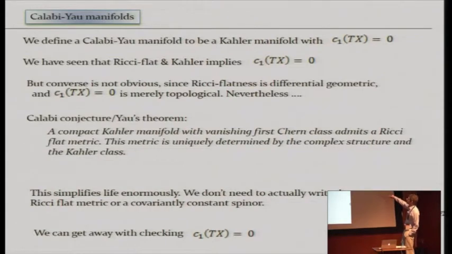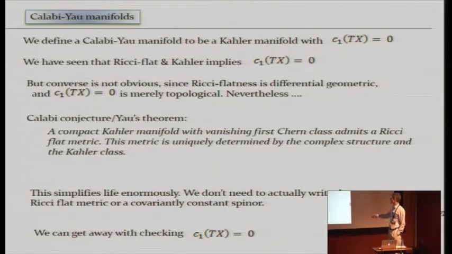So what do I mean by the converse? The converse, I mean Kähler plus vanishing first Chern class. Vanishing first Chern class is a topological condition. Vanishing of the Ricci tensor looks like a differential geometric condition, so it looks like a much stronger condition. One implies the other, but why would the other imply this one? Nevertheless, it's true. It's a famous conjecture due to Calabi, which was then proven by Yau, the famous theorem. It says precisely that a compact Kähler manifold with a vanishing first Chern class admits a Ricci-flat metric. Moreover, this metric is uniquely determined by the complex structure and by the Kähler class.